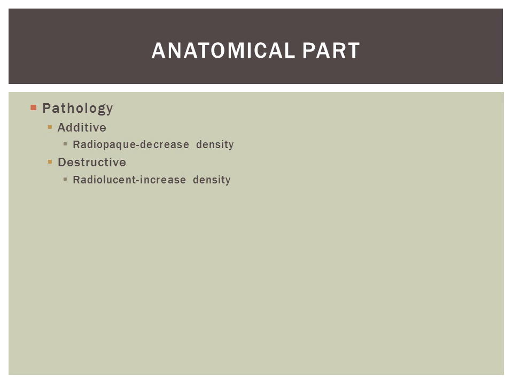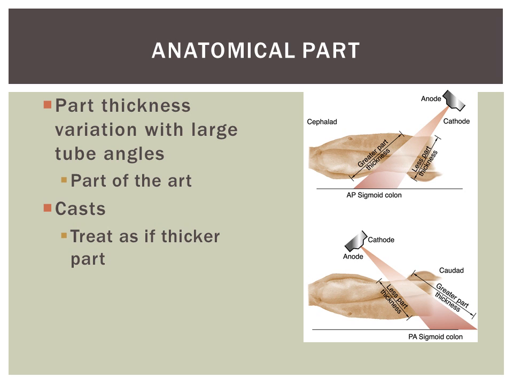Pathology. Remember our chapters on how additive and destructive conditions can change the density of the part. Additive is radiopaque or decreased density, and destructive is radiolucent and increased density. It just depends on the pathology whether it's an inverse or a direct relationship. Anatomical part thickness: variation with large tube angles becomes part of the art. In a cast, you should treat it as if it's a thicker part. This is just showing you the effect of severe tube angle.